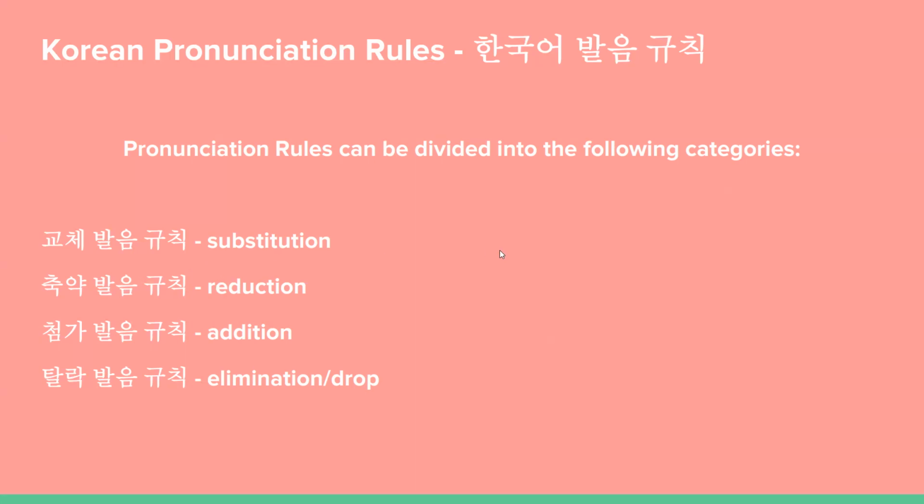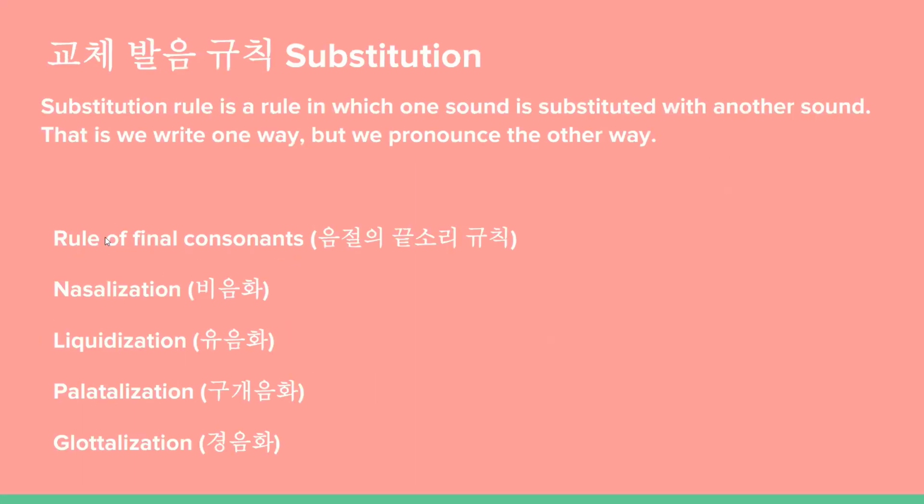So yeah, that's it for today. And I hope you find this video helpful. And next time, I'll try to go over each category in detail. So we will start from 교체 발음 규칙 substitution. And I said that there are one, two, three, four, five rules in this 교체 발음 규칙 substitution category. And then we will see what those rules are. 음절의 끝소리, 비음화, 유음화, 부계음화, 경음화.